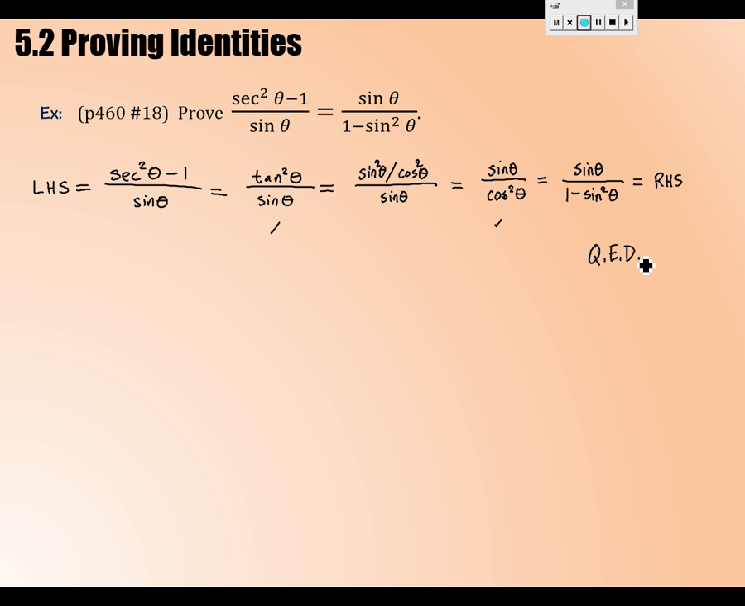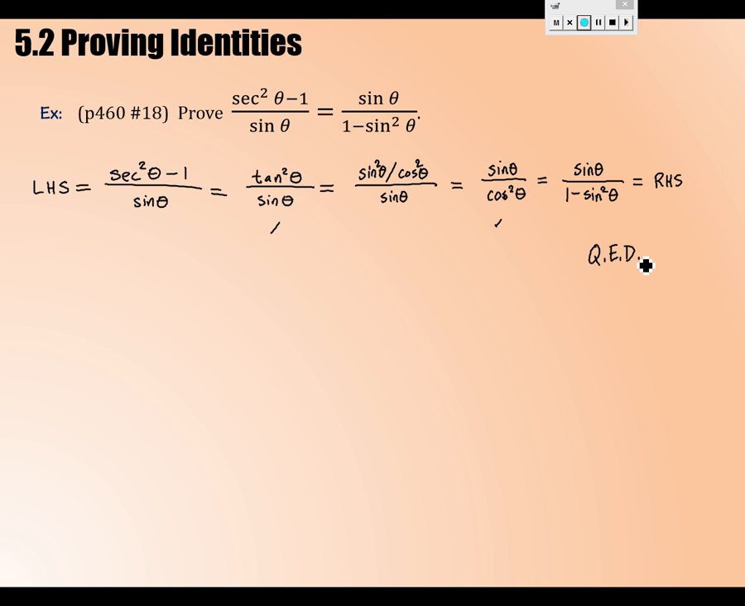Anyone know Latin? Tell me what that stands for. You know what that is? Come on, there's some nerdy people in here. You know what QED stands for? So far, so good. It stands for quod erat demonstrandum, which is Latin for which was to be demonstrated.